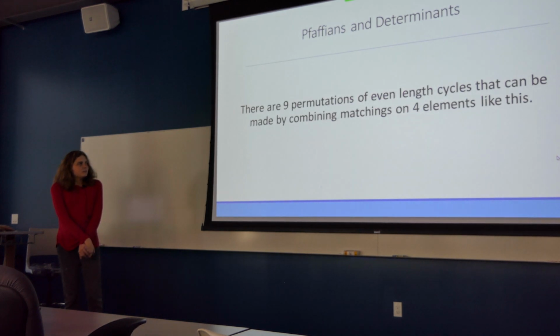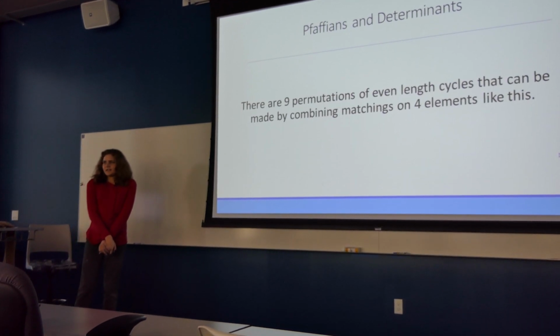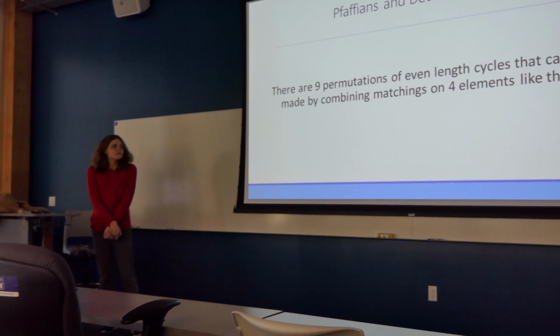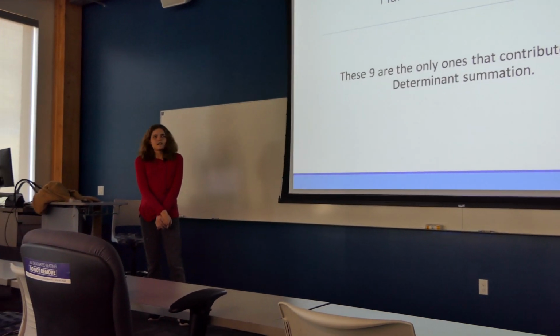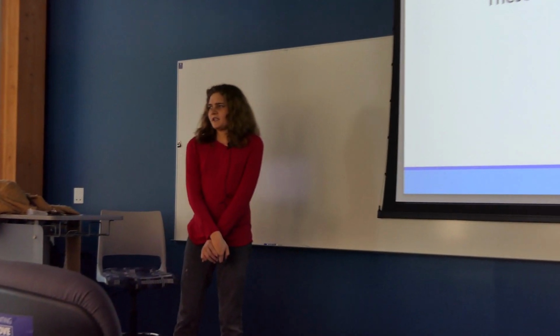So there are 9 permutations of even length cycles that can be created this way. These are actually the only 9 that contribute to the determinant summation. Odd length cycle permutations are actually going to cancel out with one another. And if it's not a perfect matching, it's going to have a 0 from the main diagonal, and it's going to 0 out. So these 9 are the only ones that contribute to the determinant summation. There were 3 perfect matchings on 4 elements. 9 is 3 squared, so now I can maybe see a little bit of the intuition behind why the Pfaffian squared is the determinant.